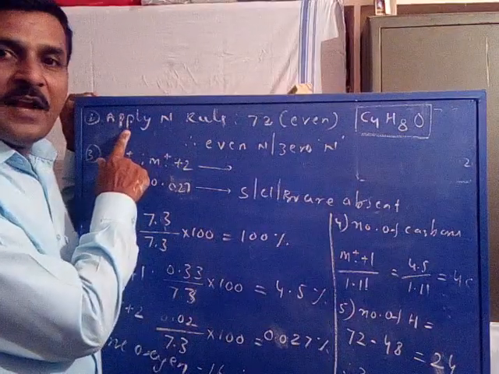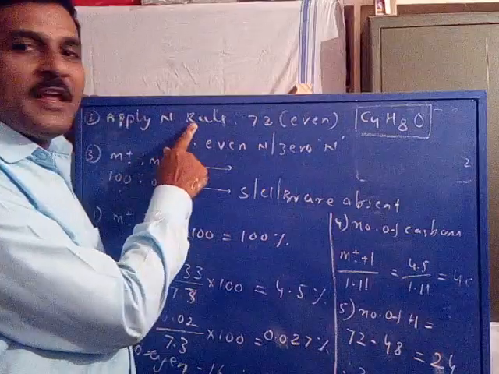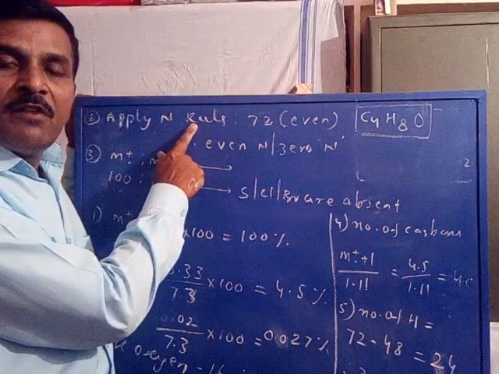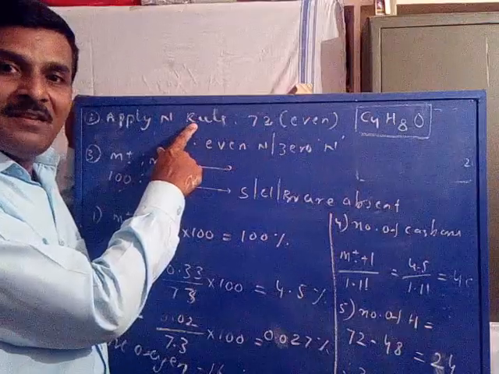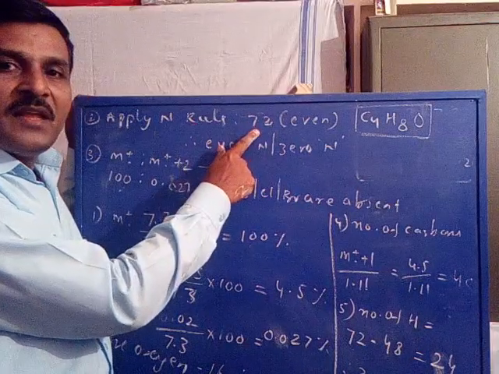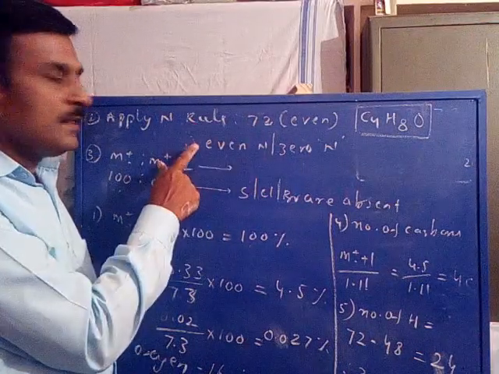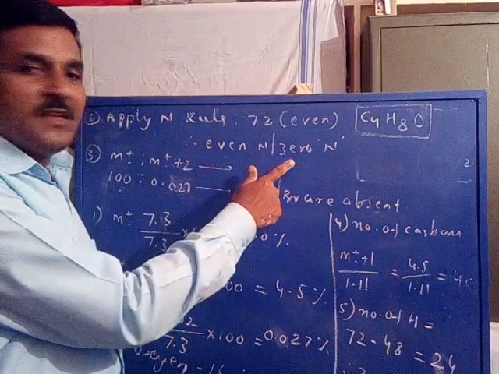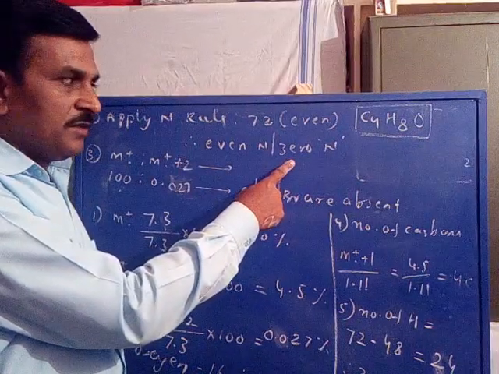Then we apply the nitrogen rule. When we apply the nitrogen rule, we should consider the m/z value of the molecular ion, which is 72. 72 is an even number, indicating there may be an even number of nitrogens or the presence of 0 nitrogens.